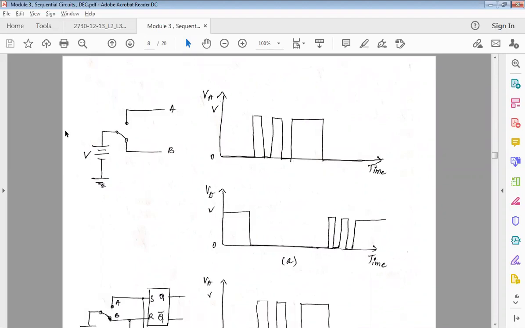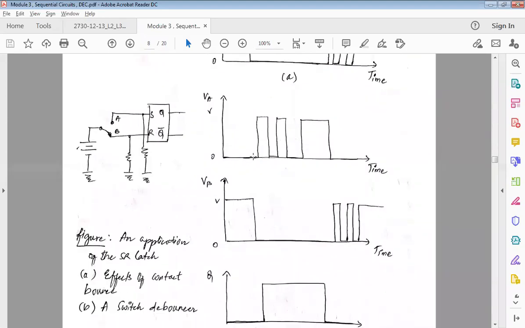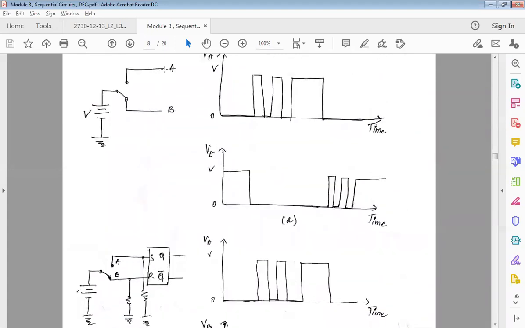So this is when I normally give a voltage and then I connect to points A and B and I calculate the voltages across A and B. So what I will do next is I will try to apply the outputs which come here, the output from A and the output from B. So this will be directly connected to an SR latch.